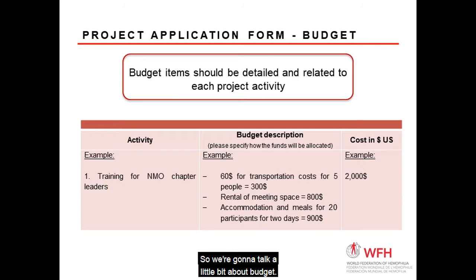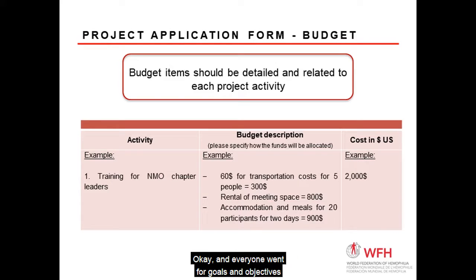So we're going to talk a little bit about budget. In the project application form, the budget is very, very important. The budget items should be detailed and related to each project activity. I really want to emphasize this because in the first round of grant applications, some people submitted an overall budget. For example, everyone went for the maximum amount of money, okay?